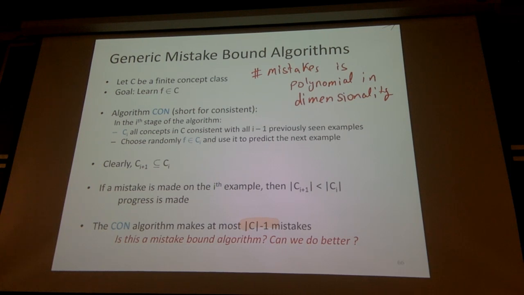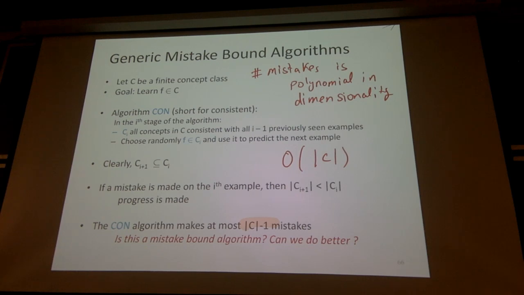At this point, we don't know for sure whether this is mistake bound or not. All we know is, if you want to summarize this whole thing, the number of mistakes of this particular algorithm is on the order of the size of the concept class. We still haven't decided whether it's polynomial or exponential or super exponential or anything. So for now, that's pretty much what we have.